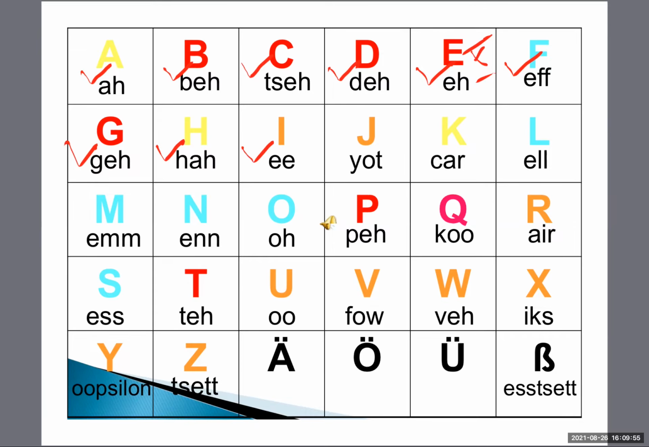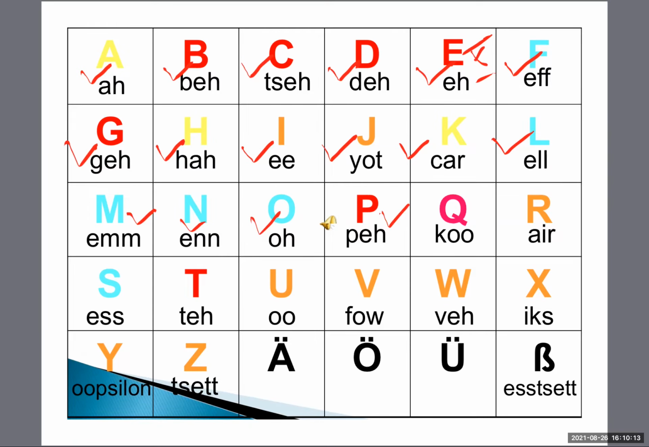E, okay, J is yacht, K is car, L, M, N is same. O is also same.